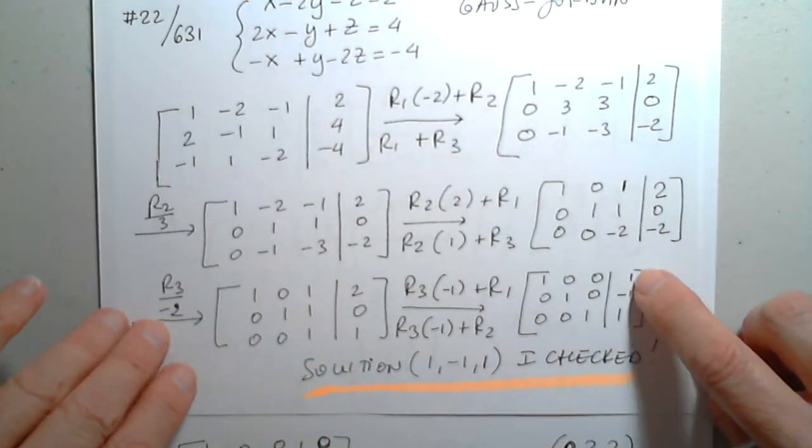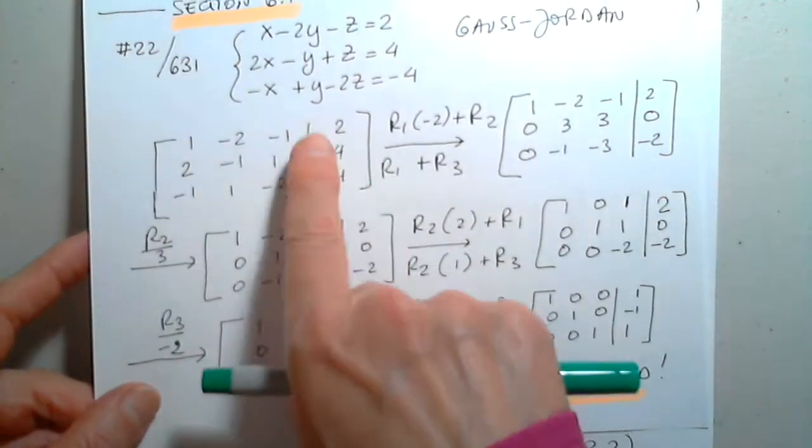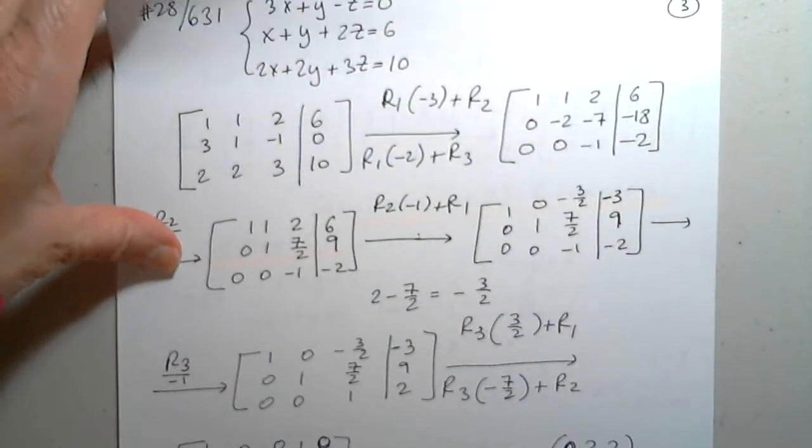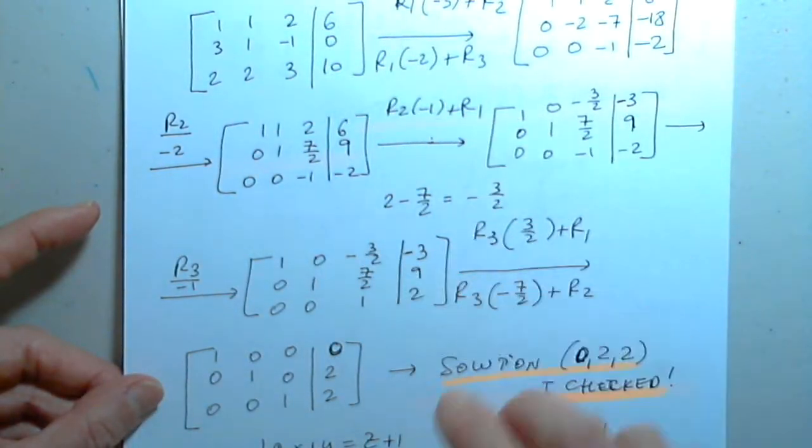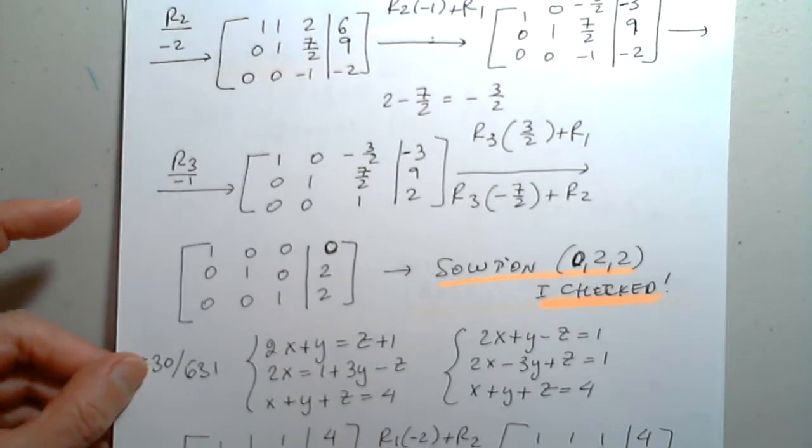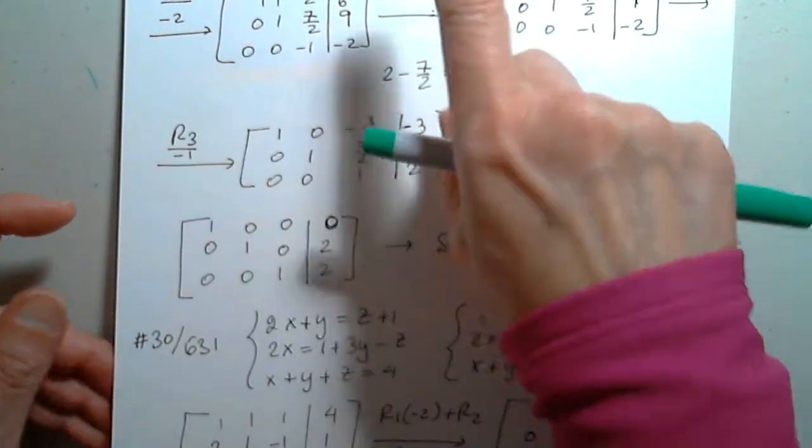So the solution is 1, -1, 1, and I checked. I went back to the original problem. Please follow the process here. It's the same, has the exact same steps. You get 0, 2, 2, you go back and check.